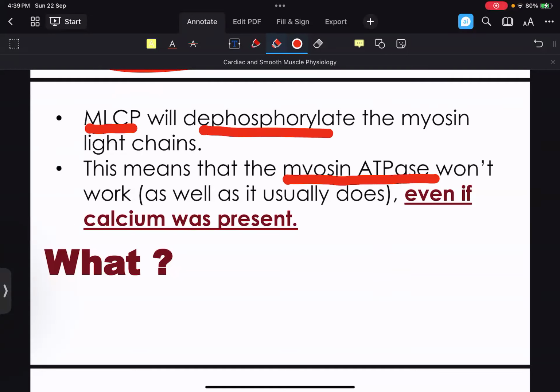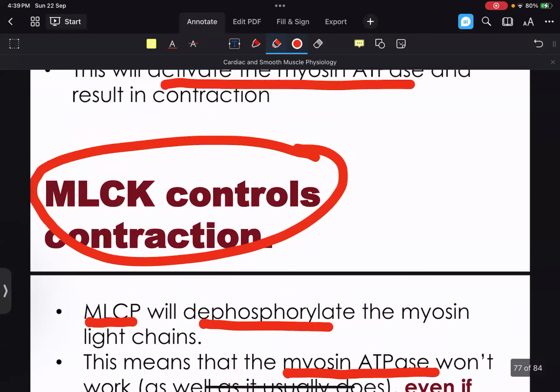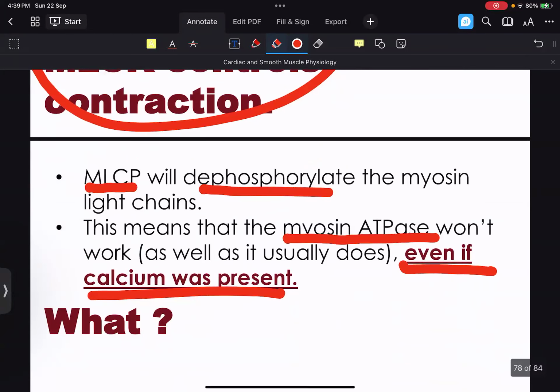And then I added a statement, which was even if calcium was present. This might confuse you guys. Wait, like where is calcium coming from, right? Because we said MLCK controls contraction, but then we said MLCP will inactivate the myosin ATPase and it won't cause contraction even if calcium was present. But then we said that if calcium was present, then you have contraction.